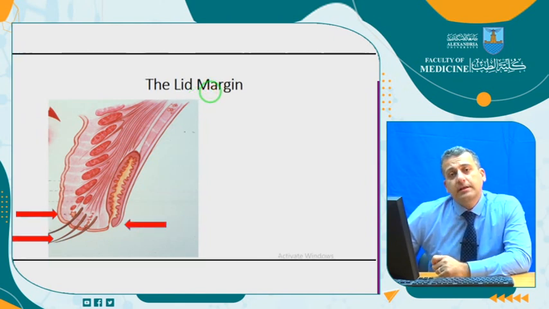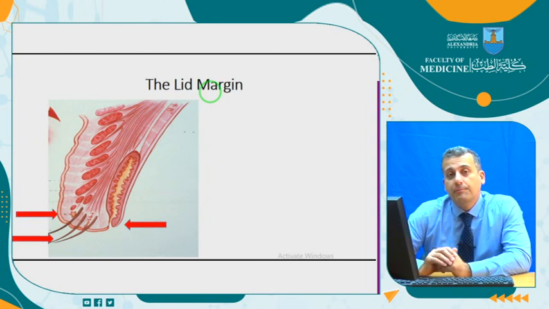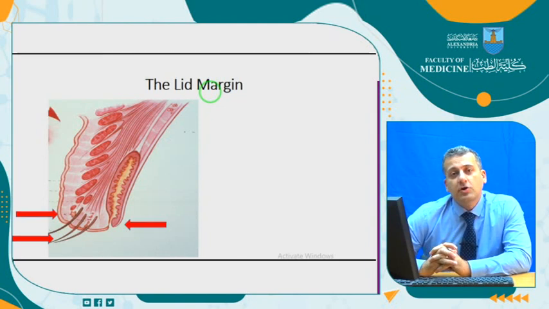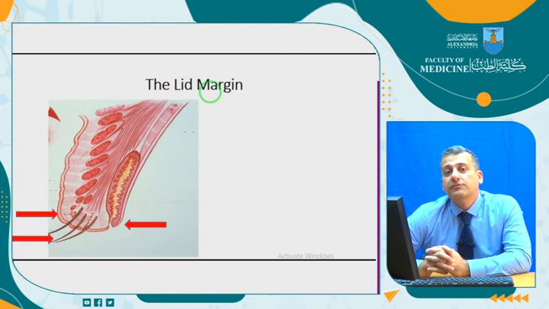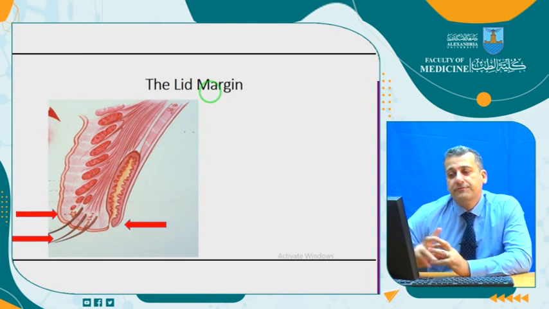And the posterior lid margin is vertical or perpendicular to the surface of the globe. You can see the anterior lid margin is rounded and the posterior lid margin is vertical. This vertical lid margin, or this sharp lid margin, 90 degrees lid margin, is very important for keeping the eye moist by spreading an equal tear film on the surface of the cornea and the surface of the eye globe.